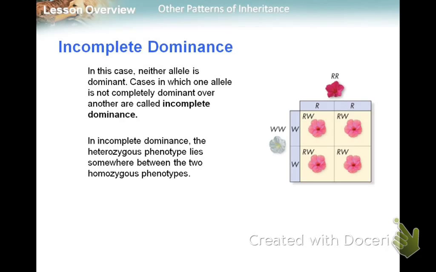So like I said, in this case, it's incomplete dominance. The heterozygote is somewhere in between the two homozygous phenotypes. So it's a blend. It's an in-between situation. Incomplete dominance in humans is hair texture. Curly hair is one situation. Straight hair is another situation. The heterozygotes have wavy hair. It's somewhere in between.